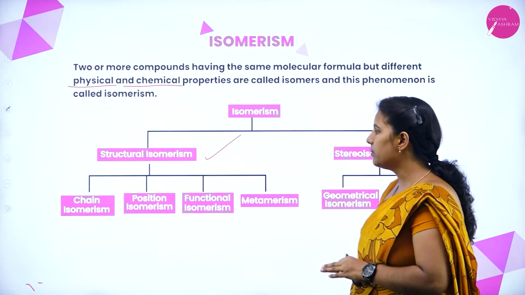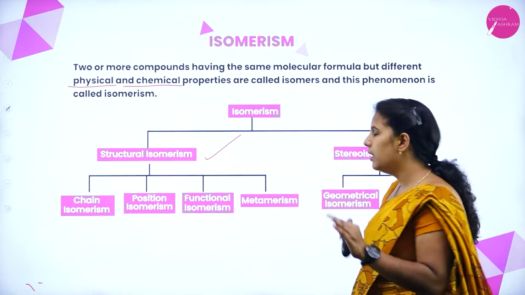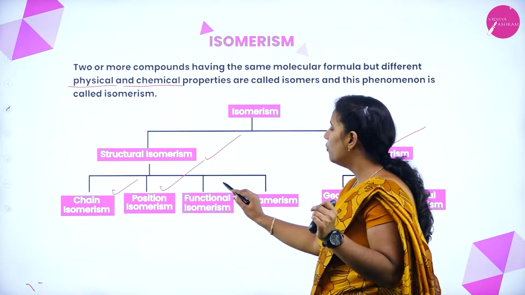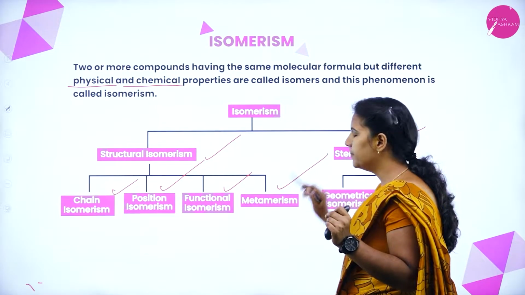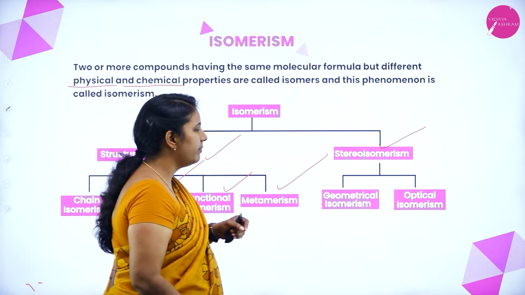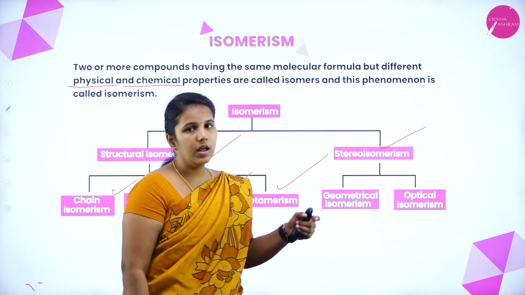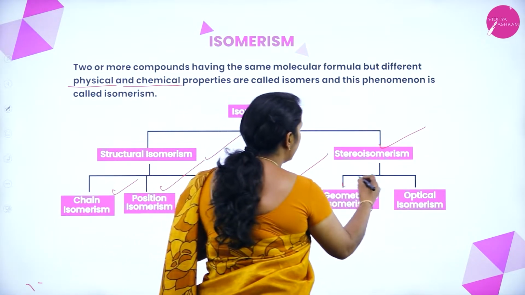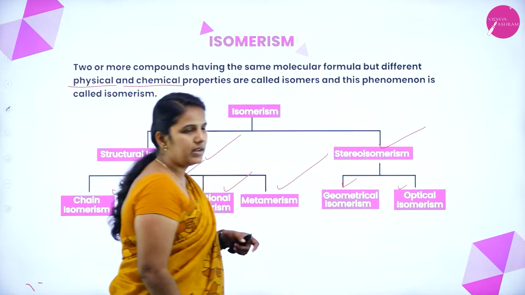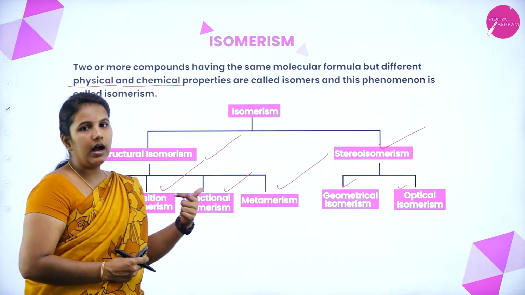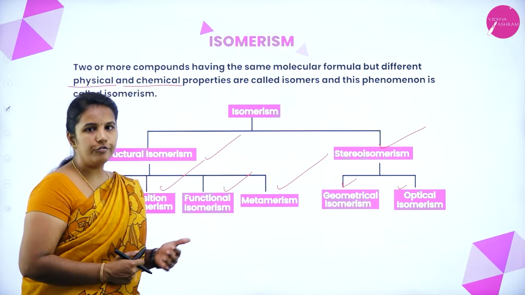Structural isomerism is again classified into four types: chain isomers, position isomers, functional isomers and metamerism. Whereas stereoisomers, or stereoisomerism, are broadly classified into two types: one is geometrical isomerism and another one is optical isomerism. Let us understand what structural isomers are and how they are classified into four categories.